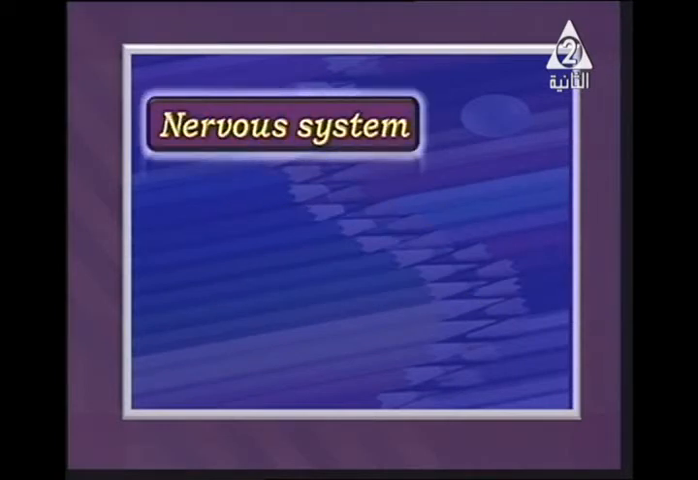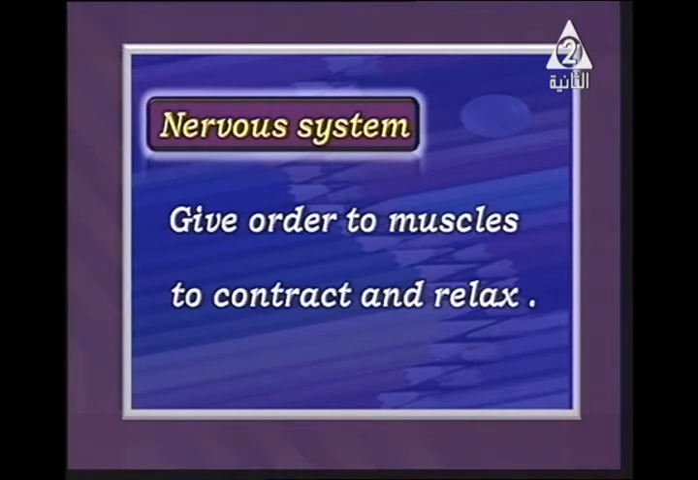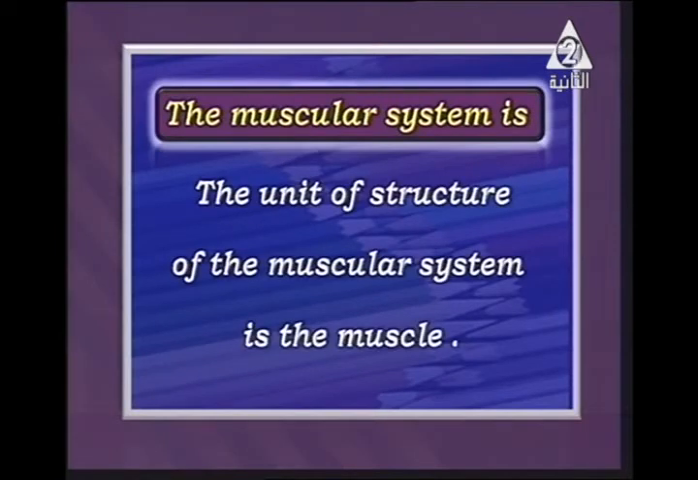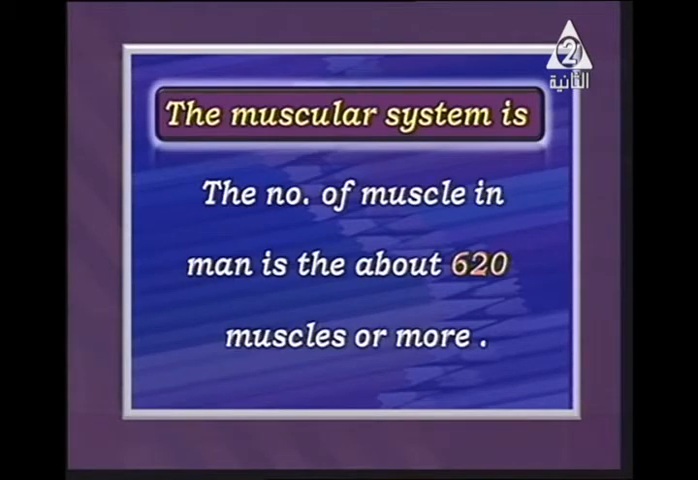And also we need something to give the orders, which is the nervous system. So we have the skeletal system, muscular system, and nervous system. The nervous system gives orders to the muscles to contract and relax. The unit of the muscular system is the muscle cell. We have a number of muscles inside our body, about 620 muscles or maybe more.